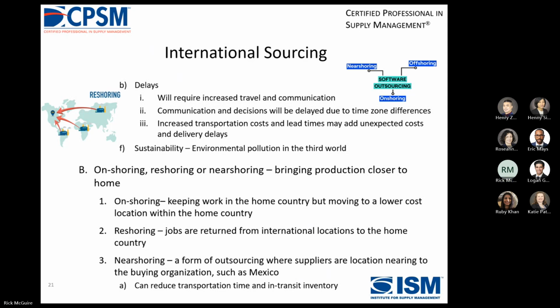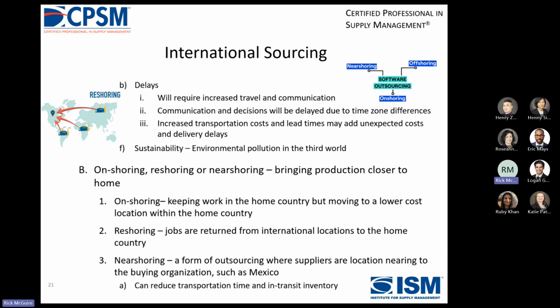Nearshoring, or let's go with onshoring first. You're keeping the work in the home country, but moving to a lower cost location. So you're moving to Mississippi because they've got really low labor costs there. That's onshoring.